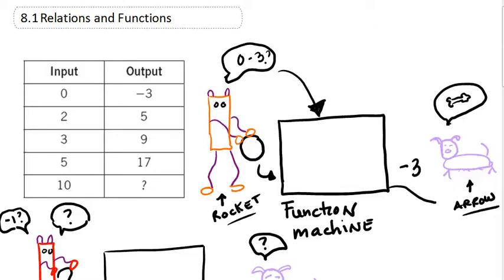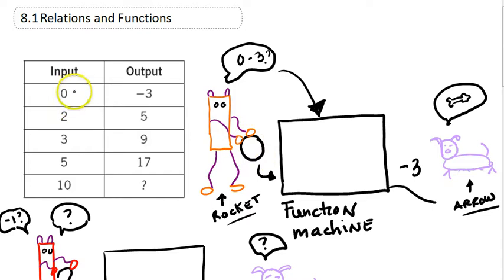This lesson is 8.1 Relations and Functions. Our characters, Rocket and Arrow, will be introducing you to relations and functions using their amazing function machine here. Now, we're going to use the input-output table that we used in class last time, and we're going to take an input here and put it into the machine.